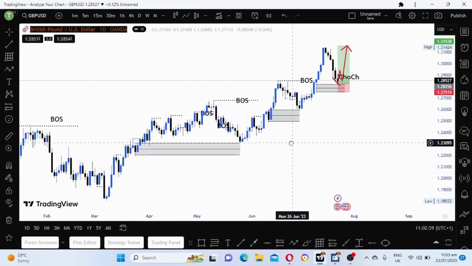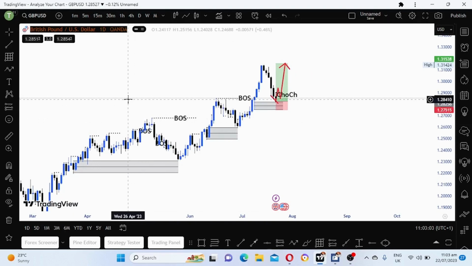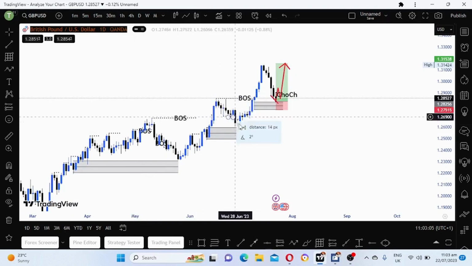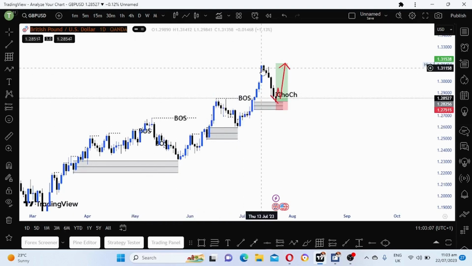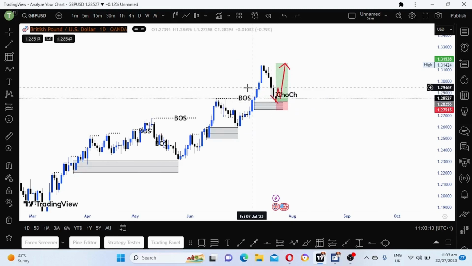Everything is clear here. As you can see, we are breaking structure to the upside. We are making high, low, high, low, high. So this is our last high. So now we are expecting a potential higher low.